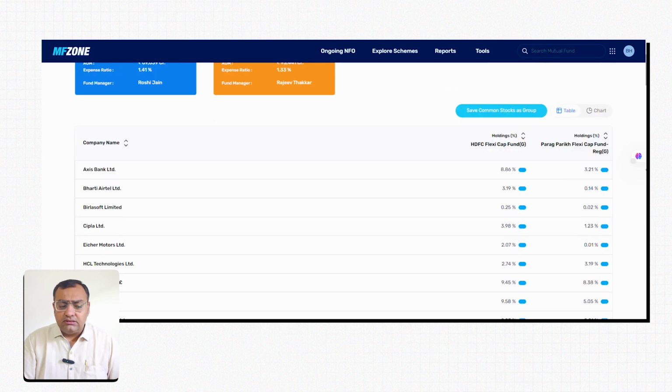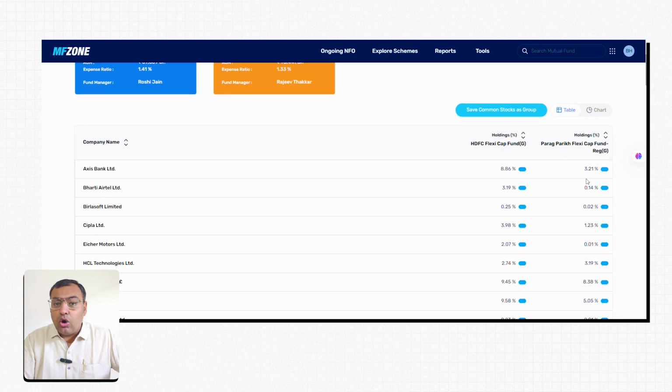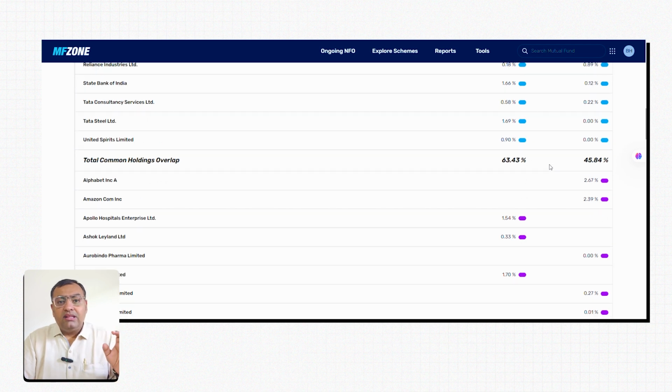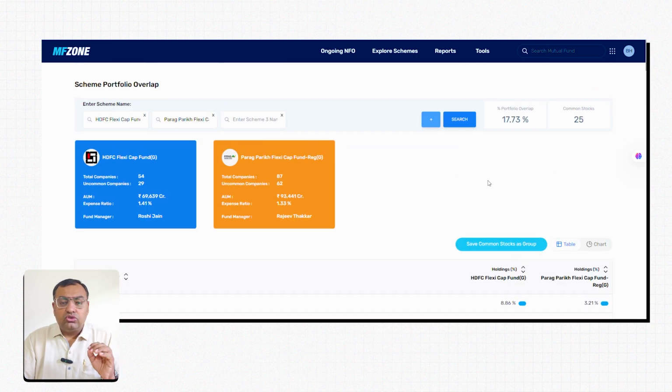Axis Bank, for example, has around 8.86% in HDFC versus 3.2% in Parag Parikh. So all these are common stocks. Around 63% of the weight is held in the common stocks in HDFC against 46% in Parag Parikh. So you can keep a watch on these common stocks over here.